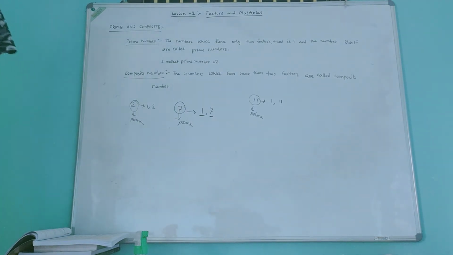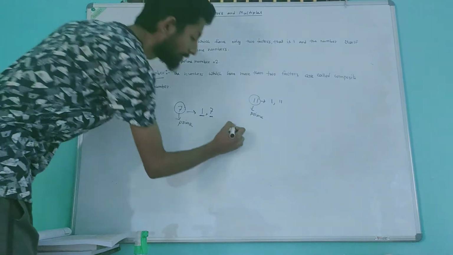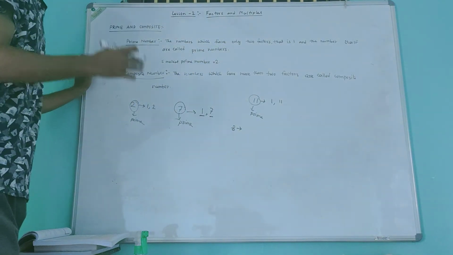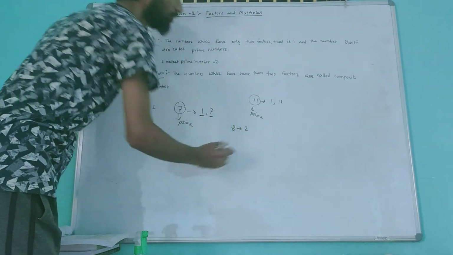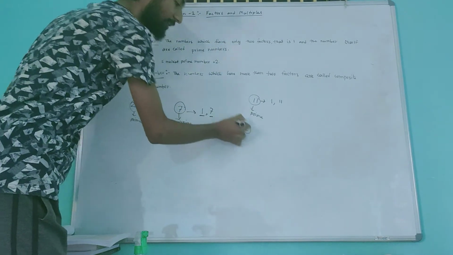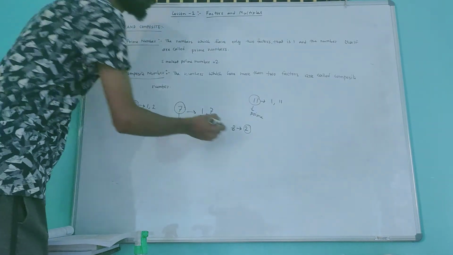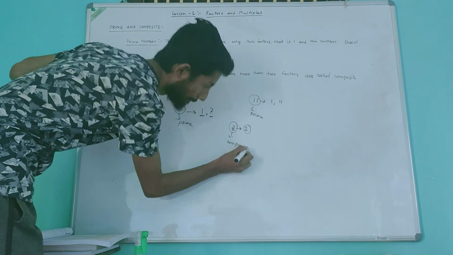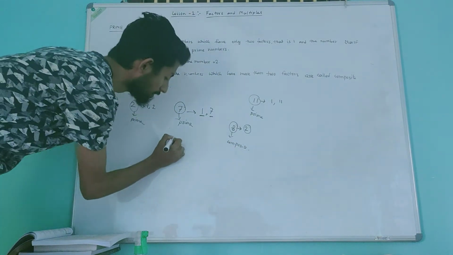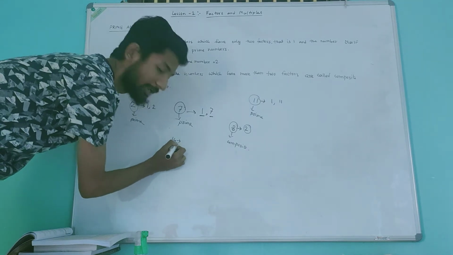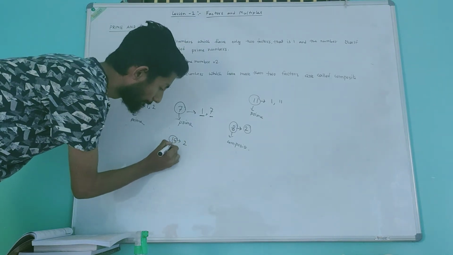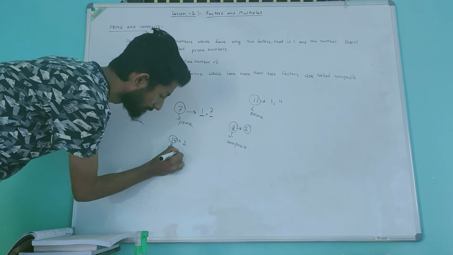The composite numbers, what are the composite numbers? The numbers which have more than two factors are called composite numbers. If we write 8, it has a factor which is other than 1 and itself. That is, you can write also 2. So we can write this is a composite number. Now if we write 14, it is also divisible by 2, which is other than 1 and itself, so it is a composite number.